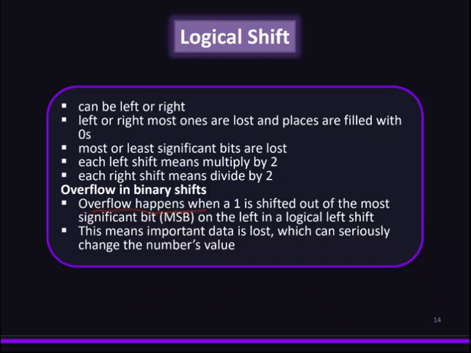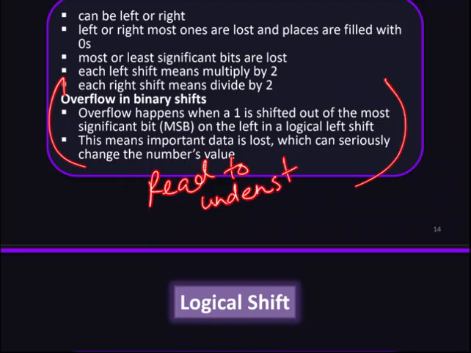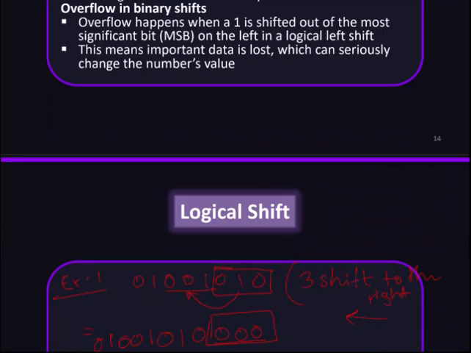Overflow happens when a 1 is shifted out of the most significant bit on the left in a logical shift. This means important data is lost, and as the important data is lost, this seriously changes the number value. Alright, so whatever it is, you must read it again. You must read to understand, so that you will be able to go through the books.